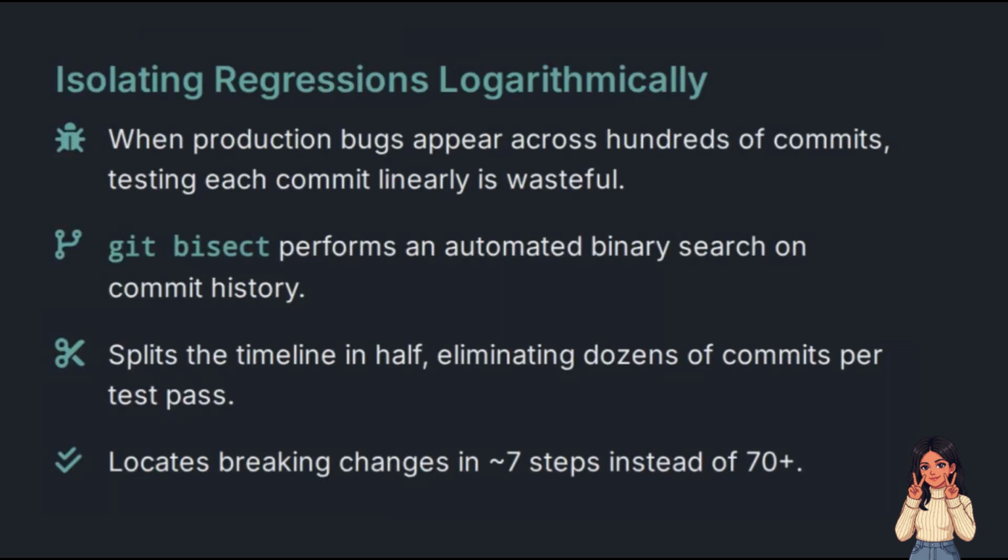You also see this embedded in Git's debugging toolkit. When a production app introduces a critical bug and nobody knows which commit caused it, engineers don't check hundreds of merges one by one. They run git bisect. Git performs a binary search on your commit history. It splits your timeline in half, asks you to test if the bug exists there, and instantly eliminates dozens of commits from investigation. You locate the exact breaking change in like 7 steps instead of 70.